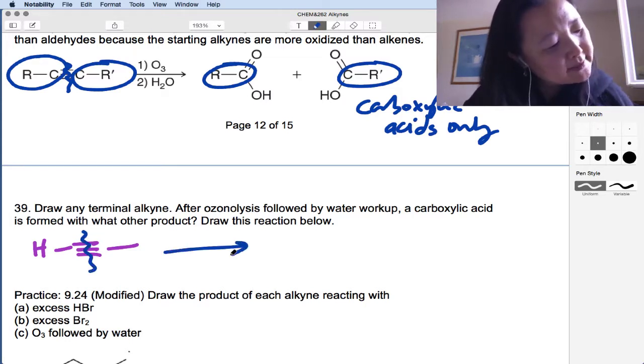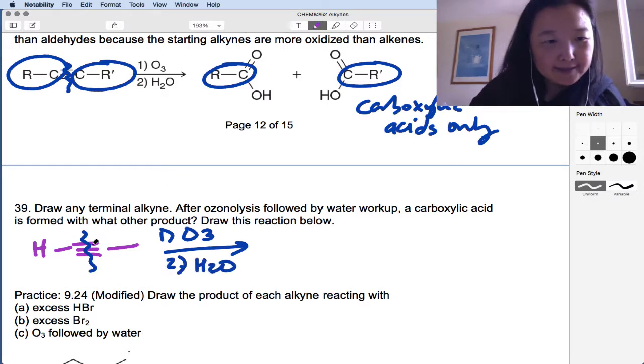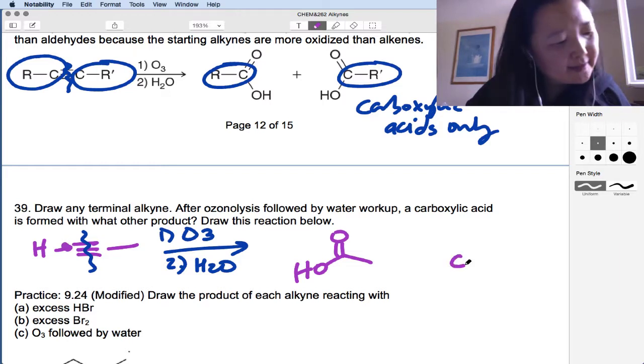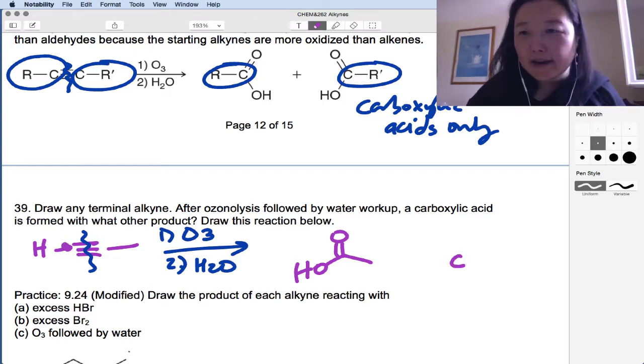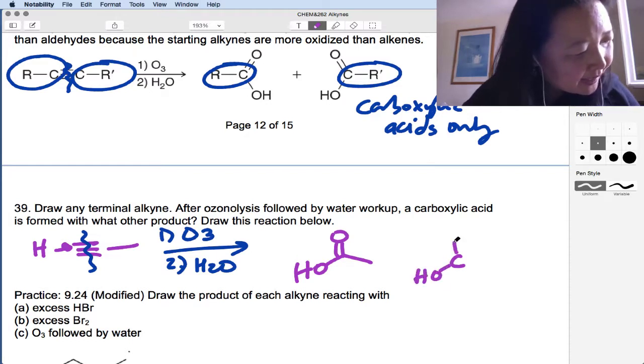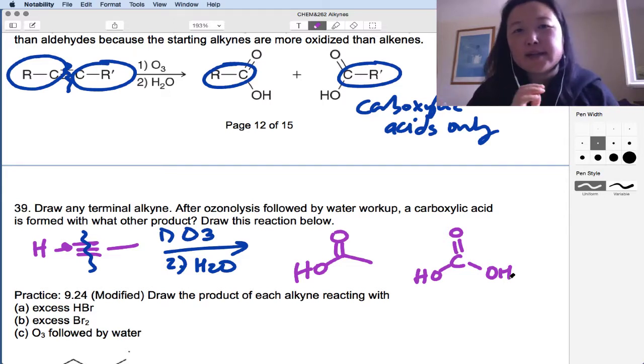What reagents do we need? We need ozone followed by water workup. So if we have this kind of cleavage, we've got these two carbons over here, and that's going to form a carboxylic acid. And then I have this one carbon left hanging over here. Okay, so now what do I do with that? That carbon has a hydrogen, but that gets oxidized immediately. And then I end up with this on both sides.